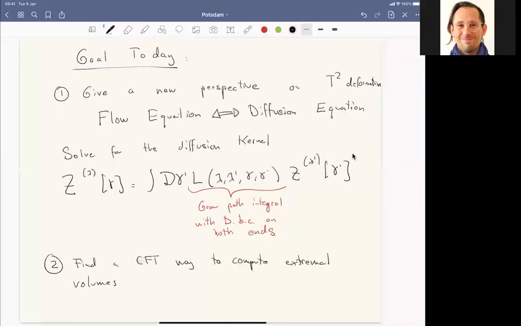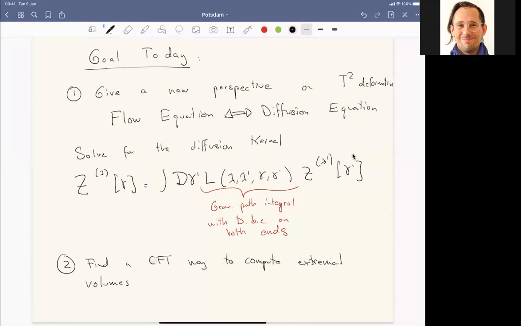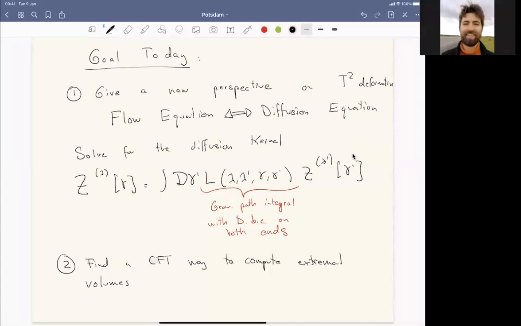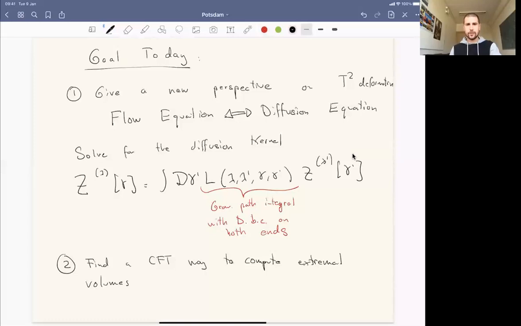Alex, before you go on, could you go back? On the right hand side of this equation, is there also a sum over lambda prime? No, lambda prime is like a boundary condition. Okay. Yeah, but there is a sum over metrics. Okay, there's a sum over metrics.